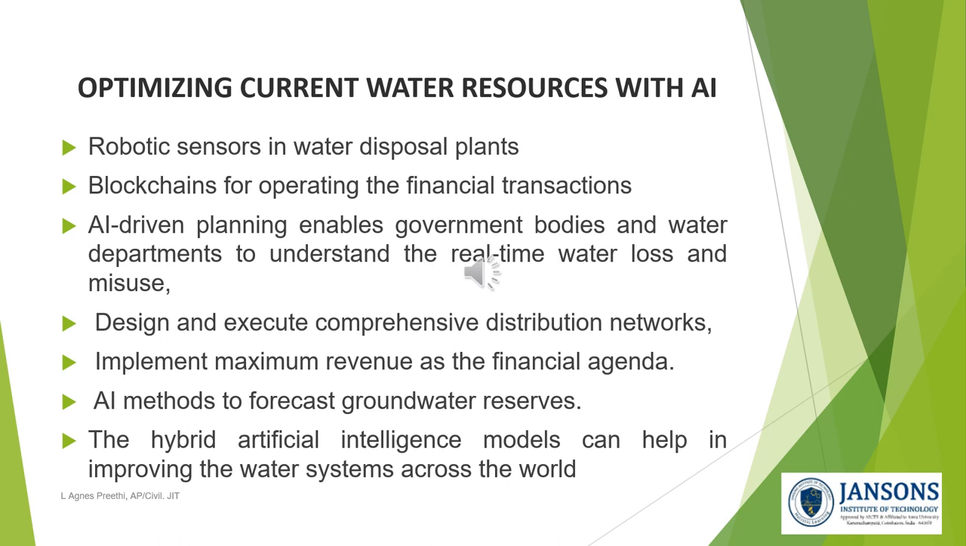This optimization and automation can be obtained with the decision-making abilities of AI. The AI-driven planning enables the government bodies and water departments to understand the real-time water loss and misuse, design and execute comprehensive distribution networks, and implement maximum revenue as the financial agenda.